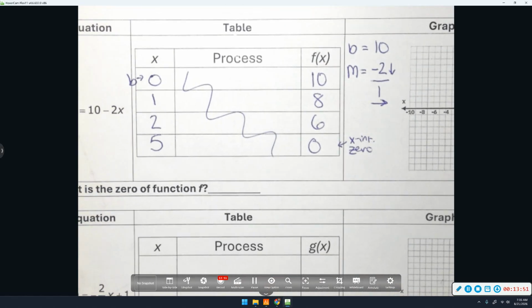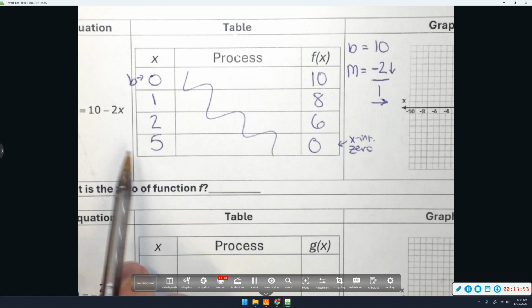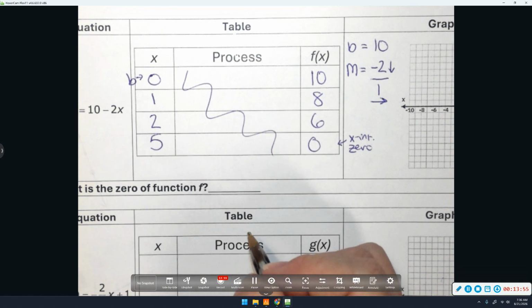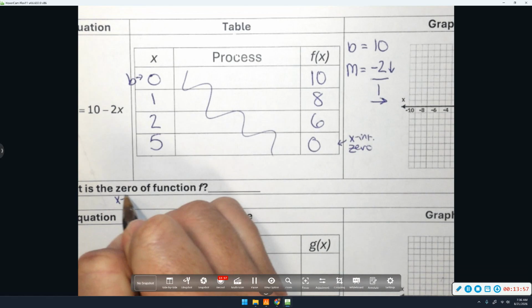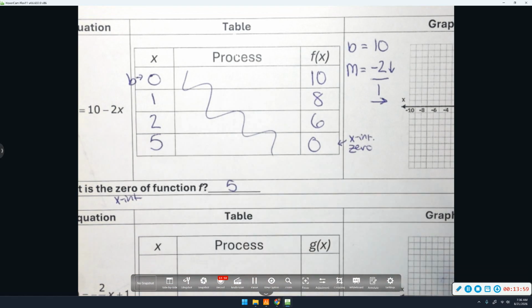So then it says, what is the 0 of the function? Well, we just labeled that. What is it? Yeah, it's just our x-intercept, and that is 5.